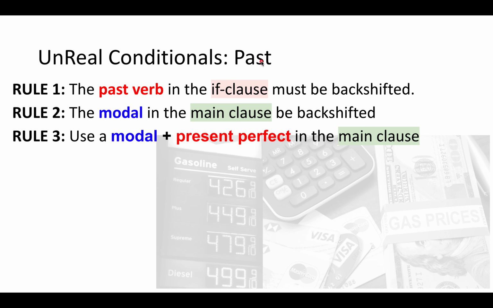past unreal conditionals. The past tense verb in the if clause must be backshifted. Ooh, backshifting further into the past? Let's investigate this. Rule 2, the modal in the main clause must be backshifted, and we have an extra rule for the past tense unreal conditionals: we have to use a modal plus a present perfect in the main clause. Let's investigate this.